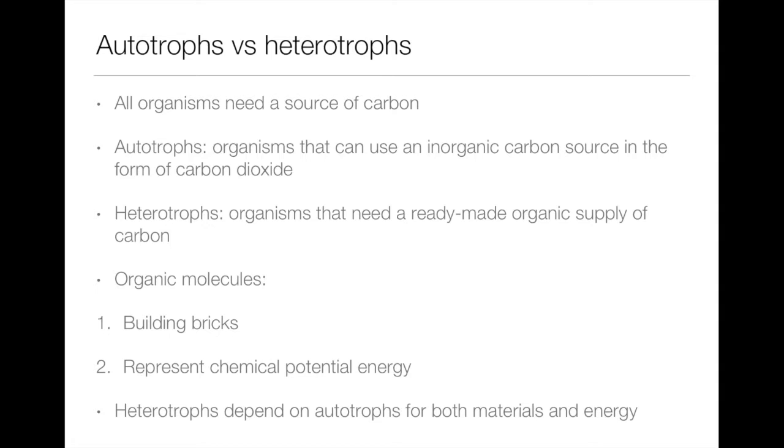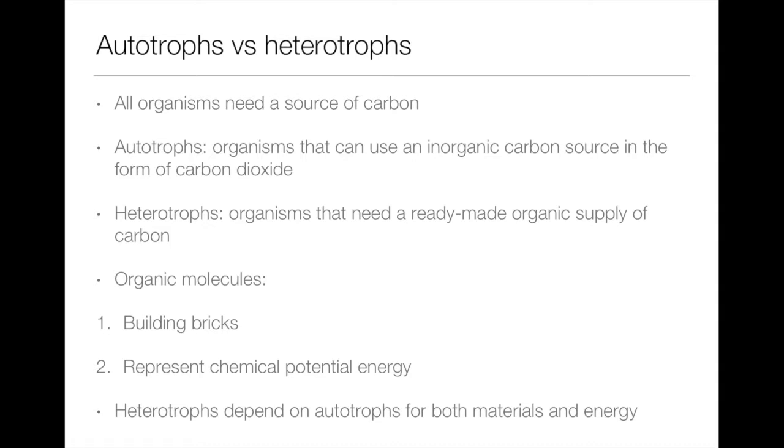According to where the organism takes carbon, we have two categories: autotrophs and heterotrophs. Organisms that can use an inorganic carbon source in the form of carbon dioxide are called autotrophs. Those needing a ready-made organic supply of carbon are heterotrophs. An organic molecule is a compound including carbon and hydrogen. Originally, this term meant a molecule derived from an organism, but now it includes all compounds of carbon and hydrogen, even if they do not occur naturally.